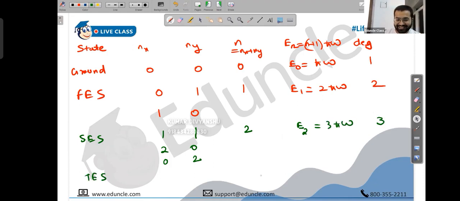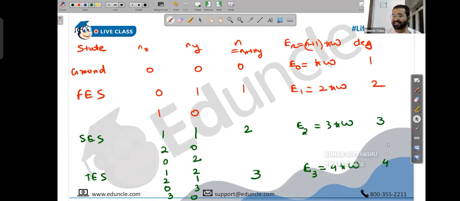Let's see the third excited state. n is 3. How can I get 3? 1, 2, 2, 1, 3, 0, 0, 3. That's it. So we have a degeneracy of 4, and E3 is (3 plus 1) h bar omega, that's 4 h bar omega. And now you know what to do. You can generalize this. Degeneracy also has a formula this time. What could get better, people? Even degeneracy has a formula this time. Make it, please.